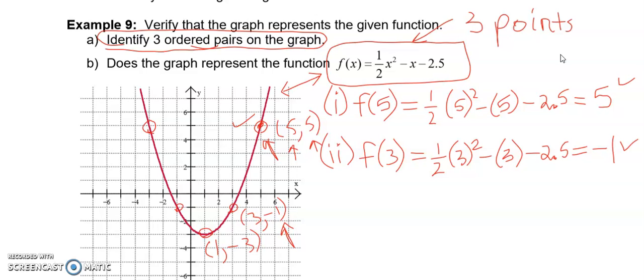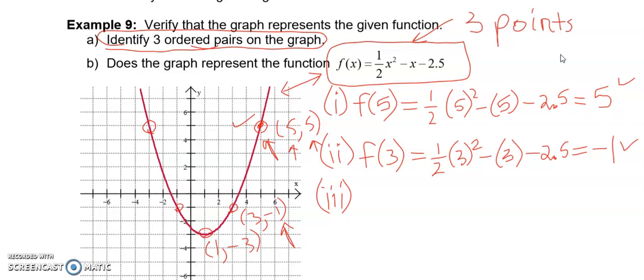But it's still not enough. We must test one more point. If it was a straight line, by the way, you'd only have to test 2 points, because a straight line, a linear function, is a degree 1 equation. So add 1 to degree 1, you get 2 points to test. If it was a cubic function, you'd have to test 4 points.